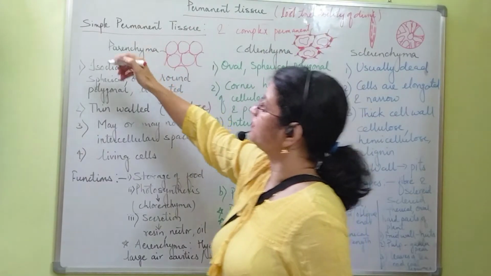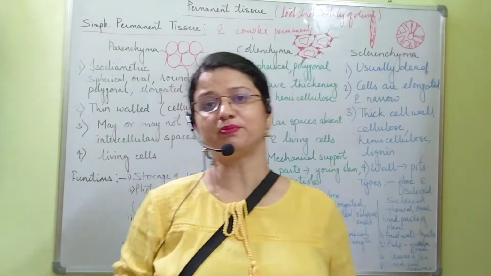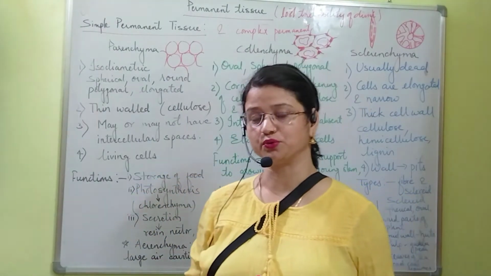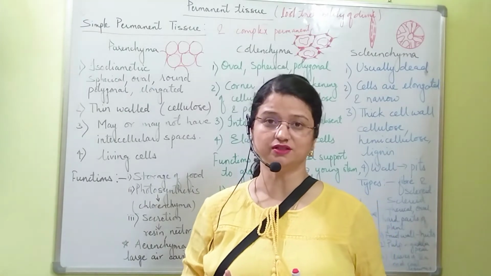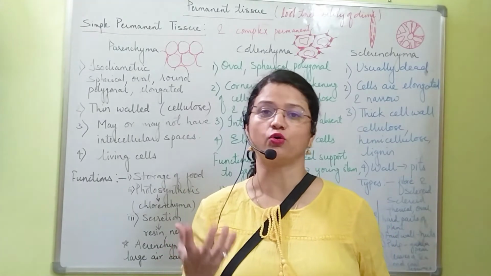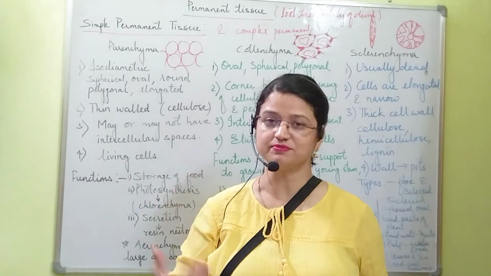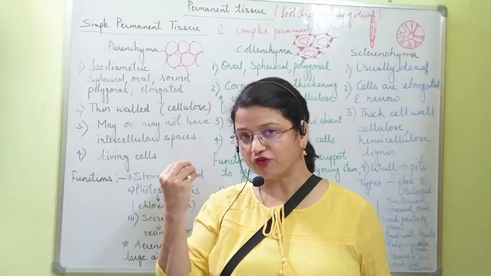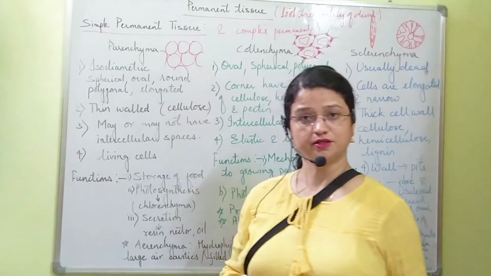Today we will discuss only simple permanent tissue. Simple permanent tissue means that tissue in which all the cells are similar in structure and they perform a common function. So that tissue which is made up of the same type of cell and performs the same function will be called simple permanent tissue.